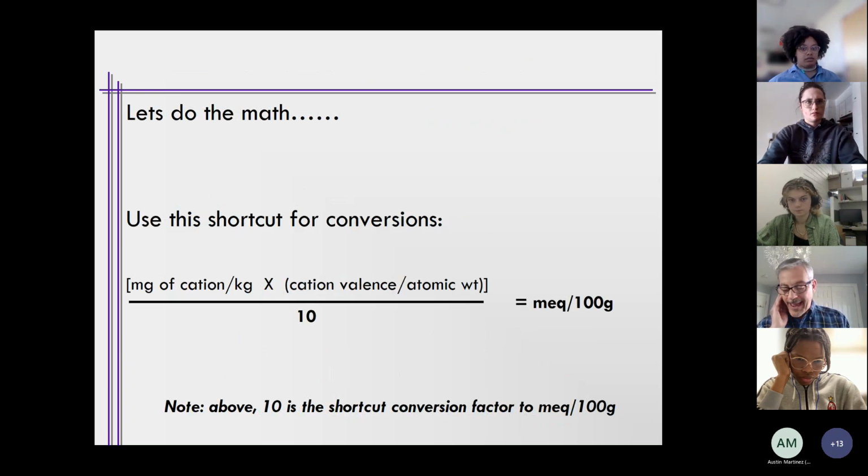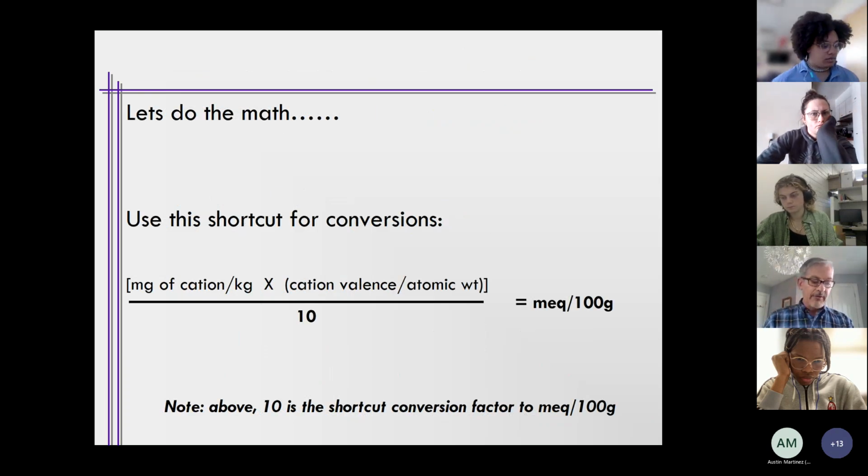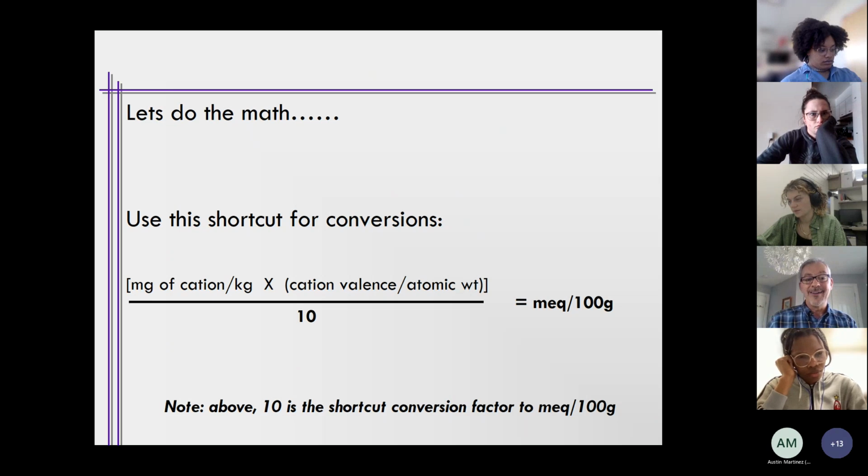And in the past, in this class, I used to show the longhand version of this, and I could see that all of my students would glaze over. So I'm going to give you the shortcut. If you ever want to see the longhand version, I'm happy to share it with you. But I want to show you the shortcut. So this is the shortcut.